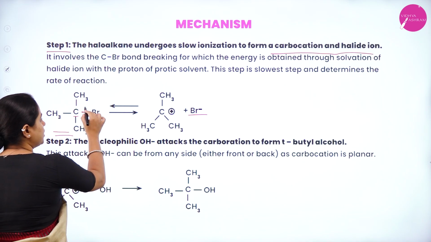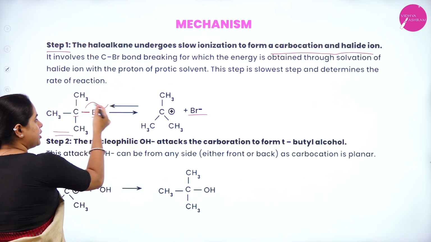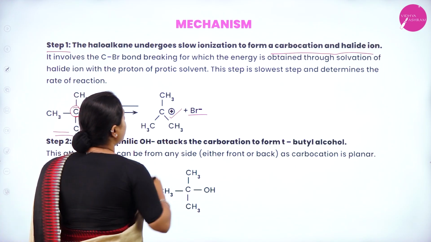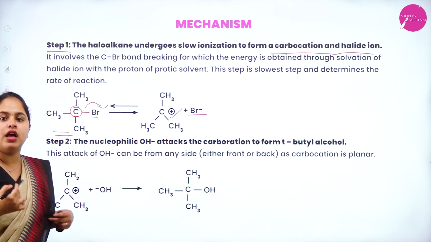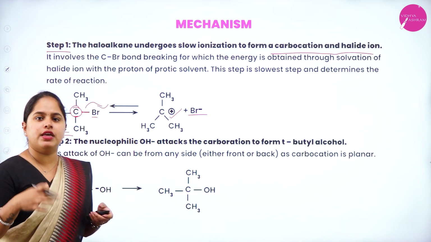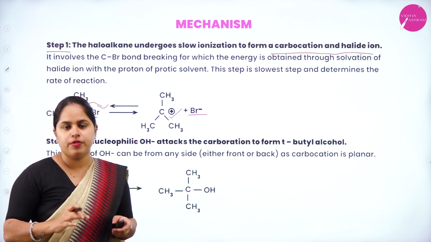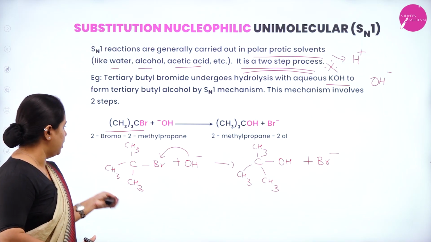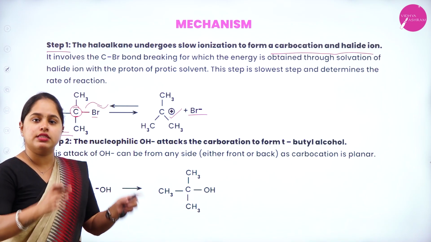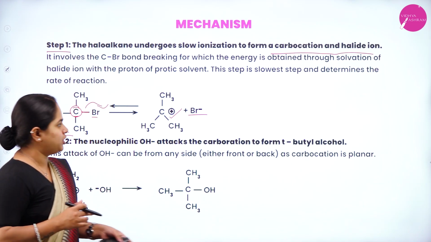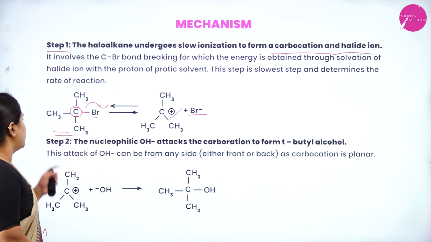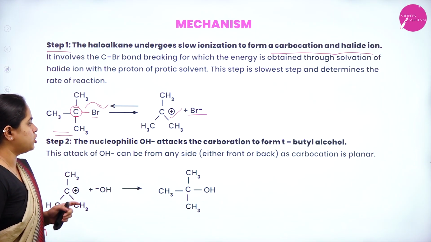Now once this bond is broken, that electron is gone with the bromine. So what happens to the carbon? Carbon will have a positive charge. The carbon having a positive charge is called a carbocation. So that is the first step, where there is a formation of carbocation. We have not mentioned that step here, but the first step which is happening here is the formation of carbocation, by the leaving of the Br minus. Clear?